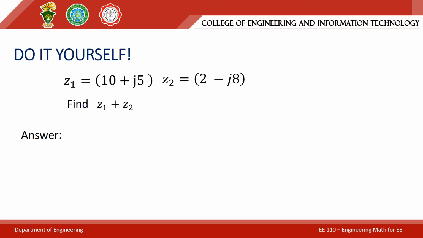Okay, to further understand the concept, we have here an example for you to solve. So say we have z1 is equal to 10 plus j5 and z2 is equal to 2 minus j8. Then all you have to do is to find the value of z1 plus z2. You can pause this video so that you would be able to have the answer for this exercise. For your reference, the answer would be 12 minus j3.